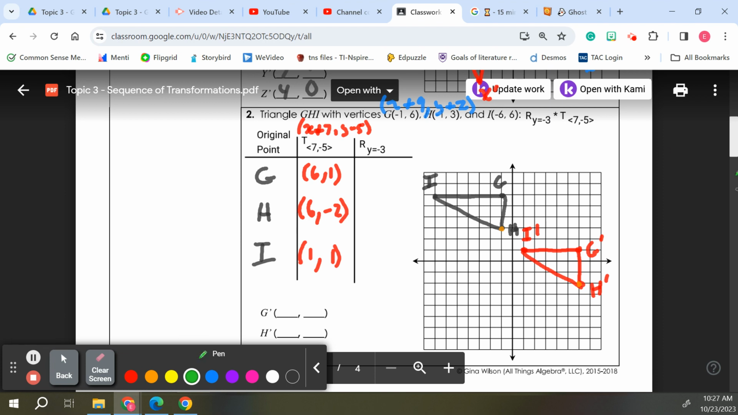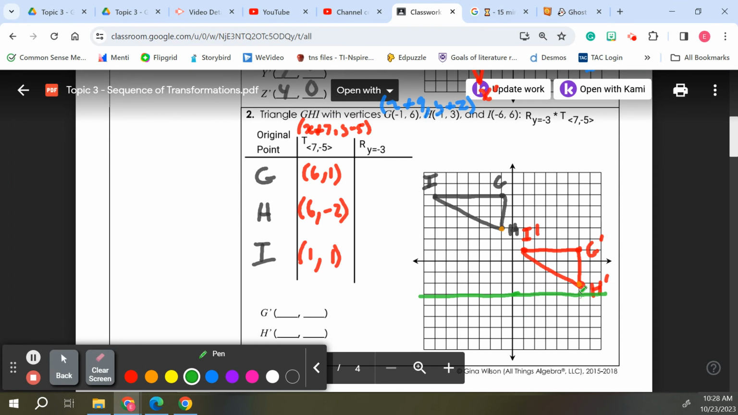Okay, so now it's asking for reflection across y equals -3. Now, we do not have a rule for y equals -3. We're going to have to just mirror it and then find those points. So the first thing I'm going to do is graph y equals -3 and draw my line of reflection. From here, I'm going to mirror everything.